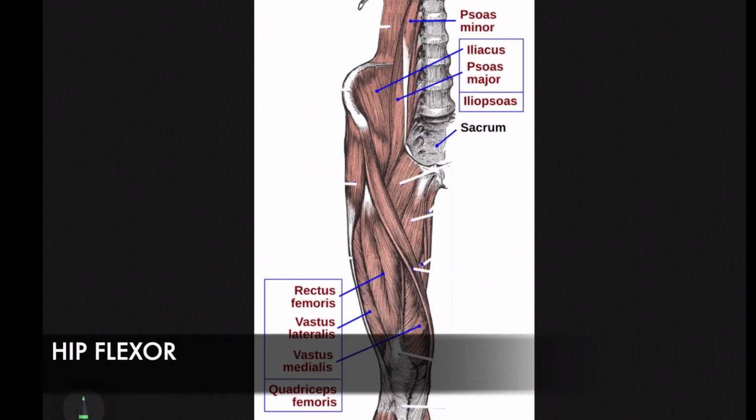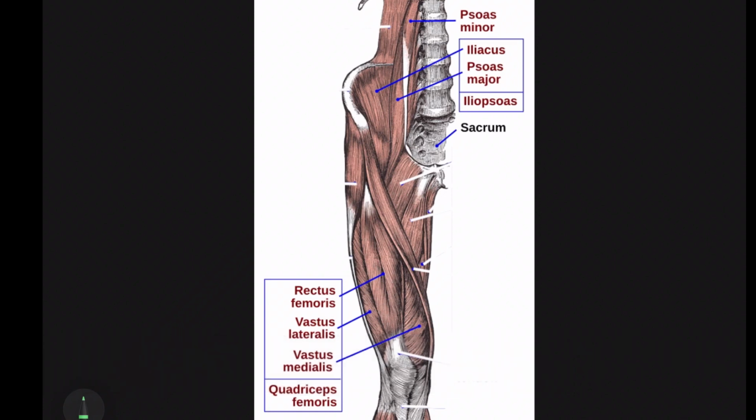The next muscle group we're going to discuss are your hip flexors. The hip flexors include your psoas minor, your psoas major, and your iliacus, collectively known as your iliopsoas. These muscles are involved with flexion of the hip. You also have your quadriceps femoris, which is involved with hip flexion and knee extension.